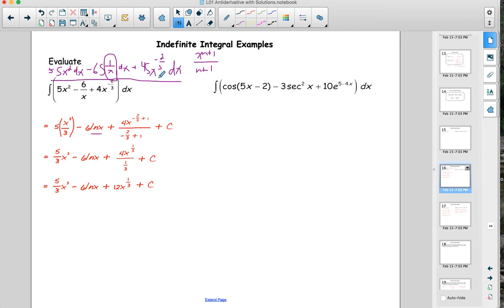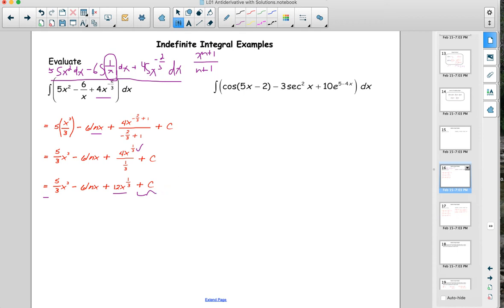This is a power function that follows the rule, this last one right here. So it should be 4x to the negative 2/3 plus 1 following this formula, divided by negative 2/3 plus 1. Negative 2/3 plus 1, of course, is 1/3. And 4 divided by 1/3 is 12. So the antiderivative of this would be 5/3 x cubed minus 6 ln x plus 12 x to the 1/3. And of course, we then have to add c.